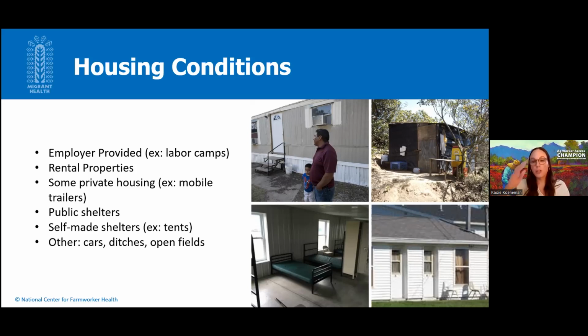Therefore, ag workers struggle to find places to live, especially in rural areas where housing is already limited. Some end up sharing rental properties with others who work on the same farm to make it more affordable. However, much of the housing available is deficient, crowded, and unsanitary. So this can add to their health risks.